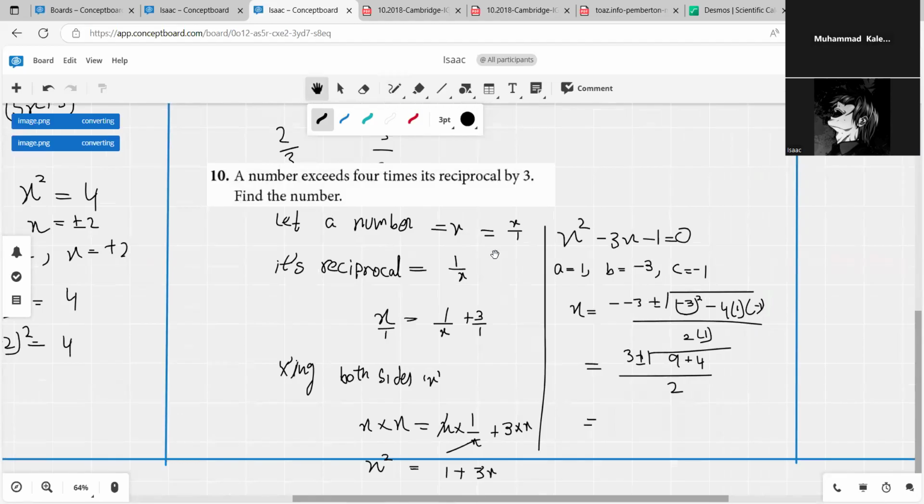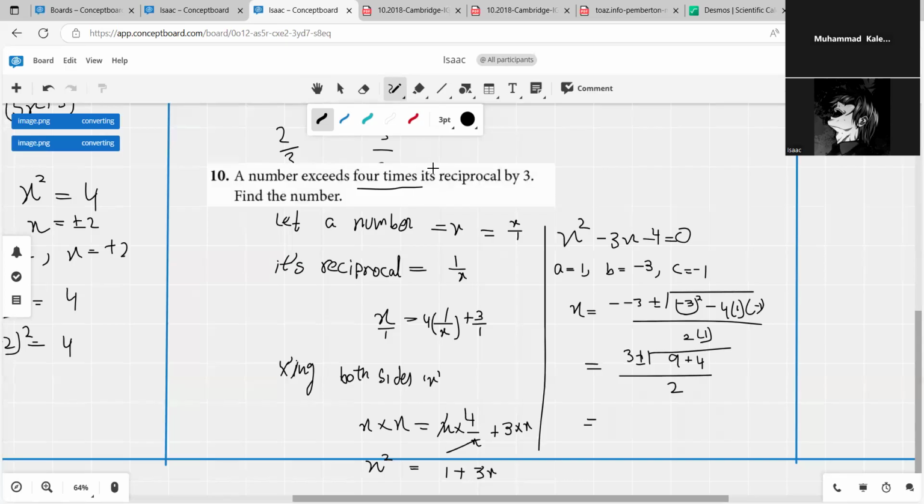Oh my god, I made a mistake in making the equation. I forgot to multiply 4 times the reciprocal. We have a 4 here. Okay, so yeah, we have a 4 here. By mistake, I just forgot to multiply 4 times the reciprocal.